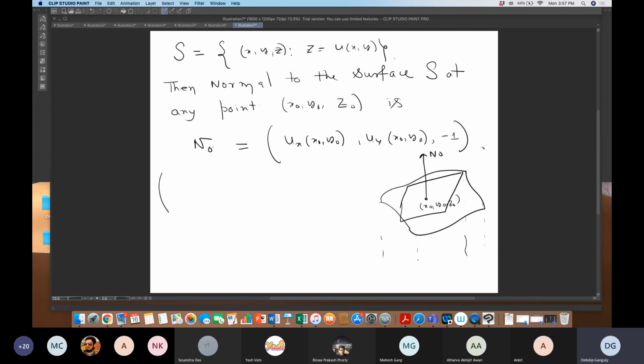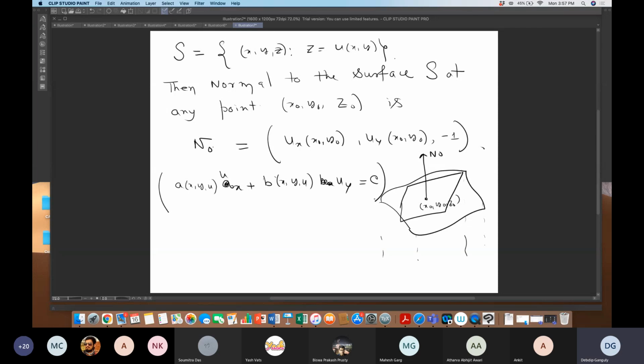Now what is the equation we try to solve? It is a of x, y, u times ux plus b of x, y, u times uy equal to c. You want to solve this equation. This is in your mind, right? So the normal is ux, uy, minus 1.